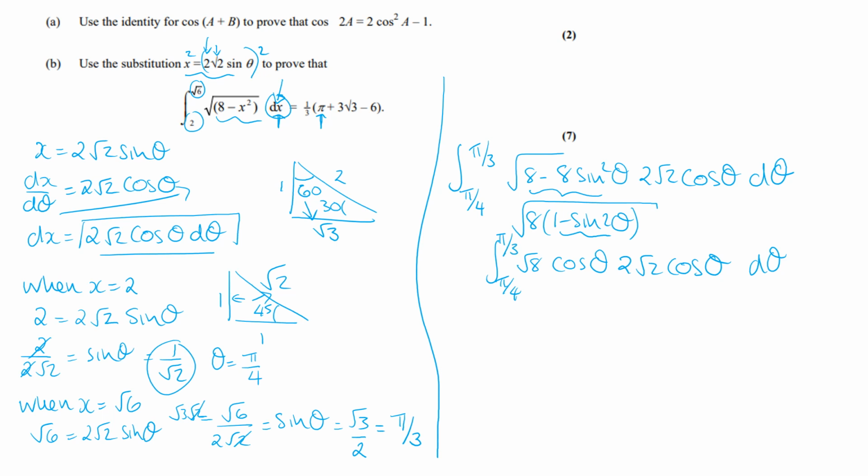Now 2 root 2 is actually the same as root 8. If you think of that, 2 inside would be a 4, or you can just think of it that 2 times the root 2 will be all under the root 16. Square root of 16 is 4, times that 2 is 8. So this is actually going to be integrating 8 cos squared theta between pi by 4 and pi by 3.